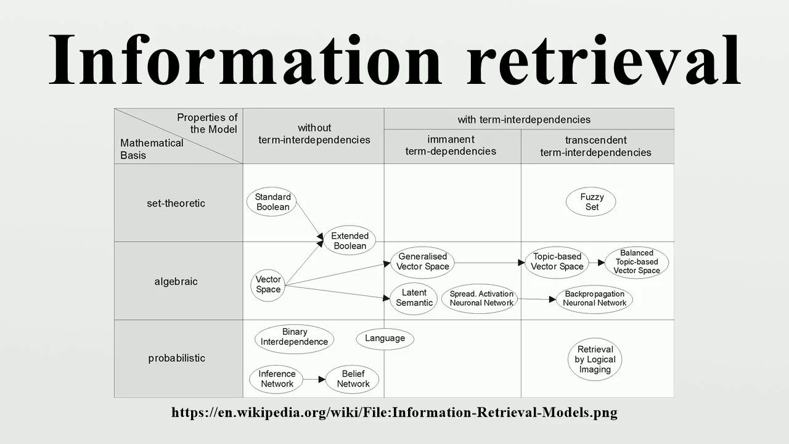Mean average precision for a set of queries is the mean of the average precision scores for each query, where Q is the number of queries.